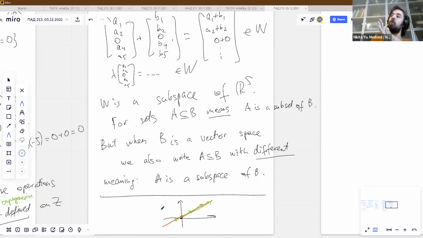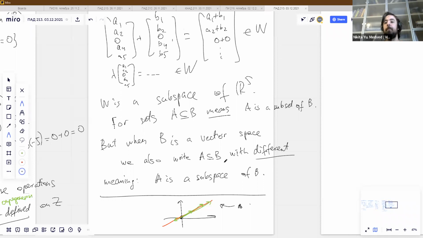Then when I add two of them, their sum also lies in the same line. You can see it evidently. You can look at the picture. And if you multiply such a vector by a number, it has the same direction, so it also lies in the same line. So this is a subspace of this space of all vectors on the plane.